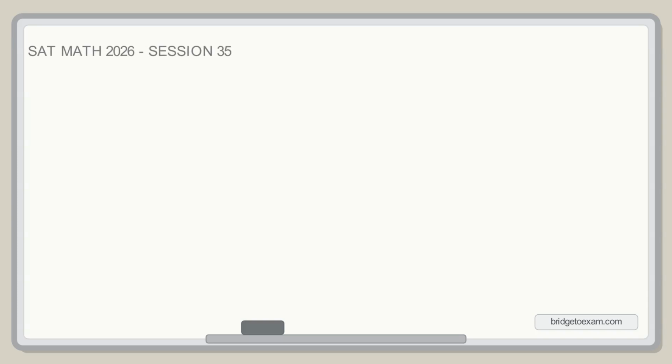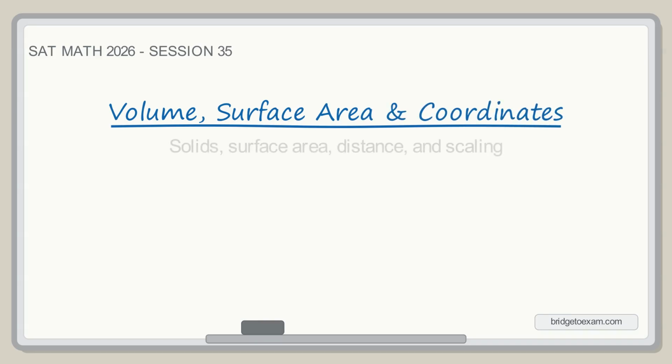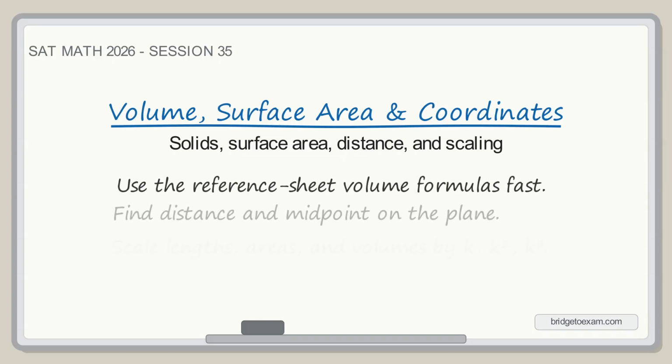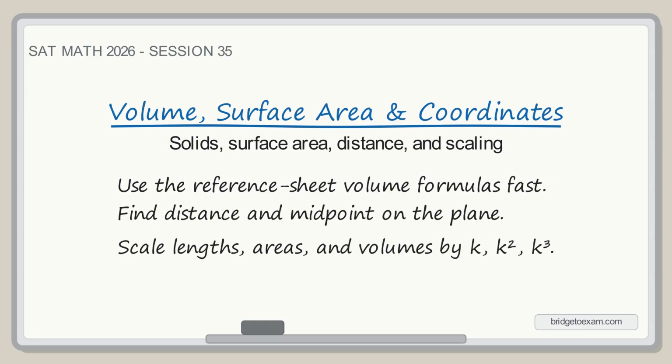Welcome to session 35. We cover volume, surface area, and coordinate geometry. The good news, every volume and surface area formula is printed on the SAT reference sheet, so the skill is using them quickly and reading the question carefully. You will use the volume formulas quickly, find distance and midpoint on the coordinate plane, and scale lengths, areas, and volumes by k, k squared, and k cubed.